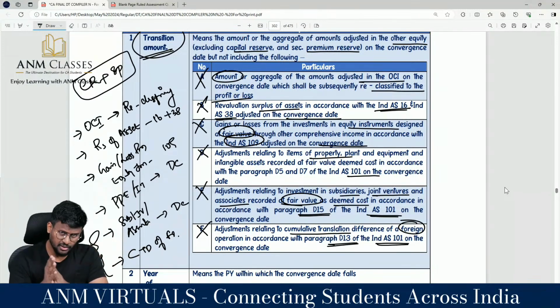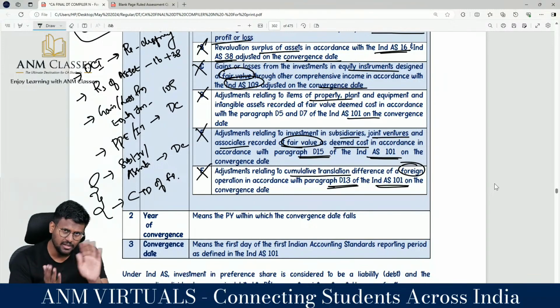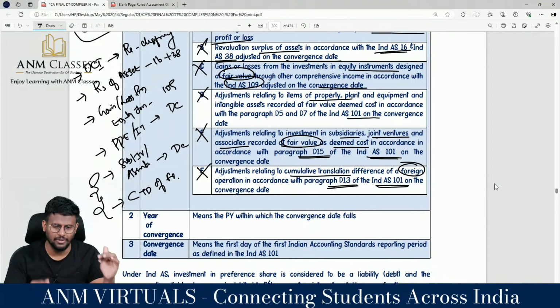investment designated at fair value as per Ind AS 109, PPE or intangible asset you have revalued, that is recorded at the fair value as deemed cost in accordance with Ind AS 101, or the investment in subsidiary or joint venture or associates you have brought to the fair value as deemed cost, that amount, and the adjustment relating to cumulative translation difference of foreign operation. These items will not be taken into account as transition amount for the purpose of Ind AS adjustment.